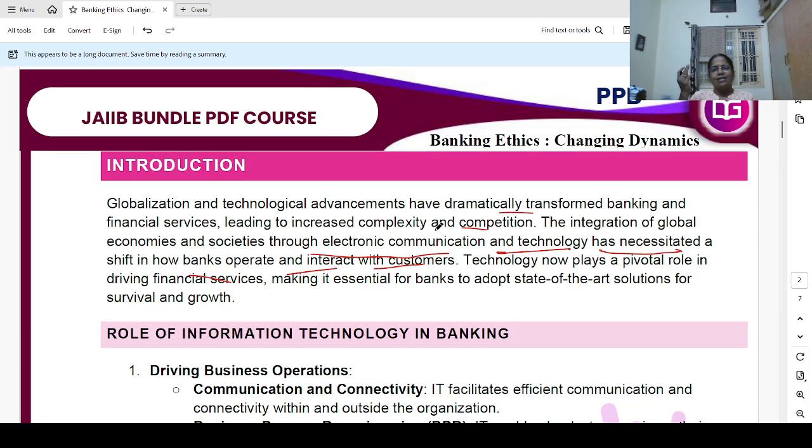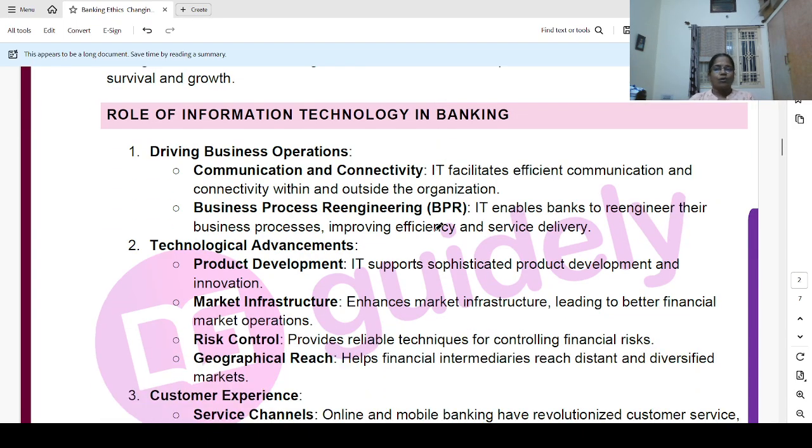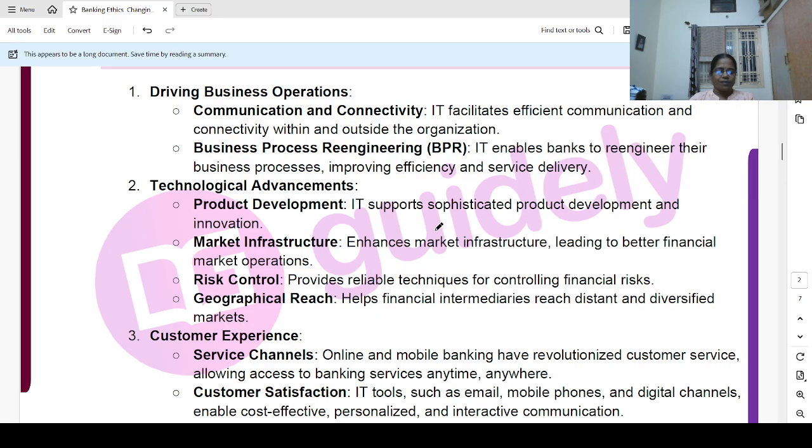Why? Because of the various challenges faced by public sector banks in order to compete with the private players as well as the foreign players in India. They have to be provided with this state of the art solution for their survival and growth. So what is the role of information technology in banking? When they use information technology, they should have certain ethics toward it. First, driving business operations through communication and connectivity. IT facilitates efficient communication between the banker and the customer, and among bankers as well as among customers, and connectivity within and outside the organization helps them develop their business.